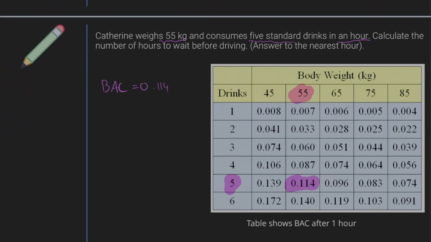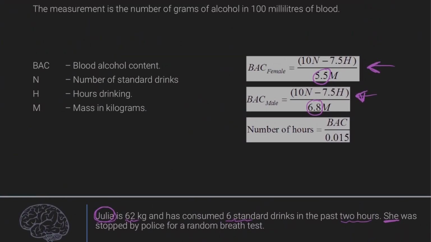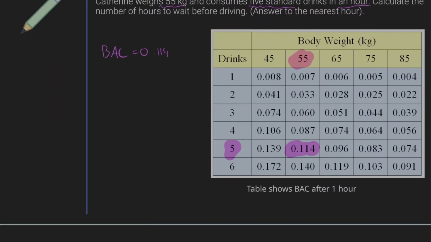0.114. Now, we're asked here to calculate the number of hours Catherine needs to wait before driving. And this is where that third formula comes in. The number of hours that you need to wait before driving is your blood alcohol content divided by 0.015. So we're going to do that here. Number of hours equals 0.114 divided by 0.015.